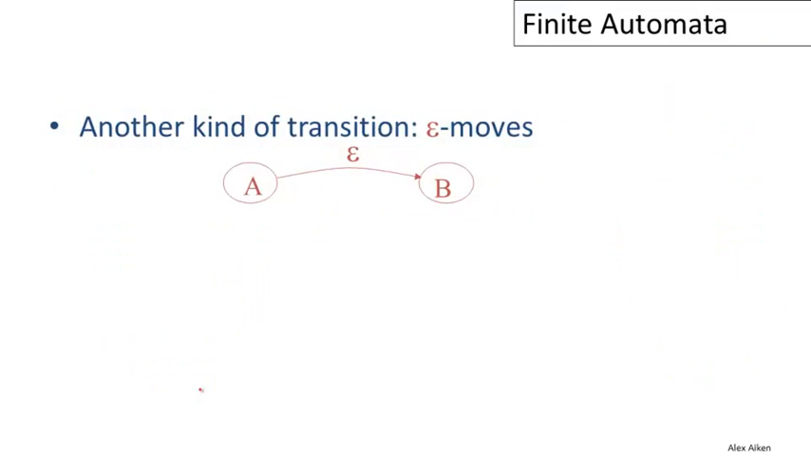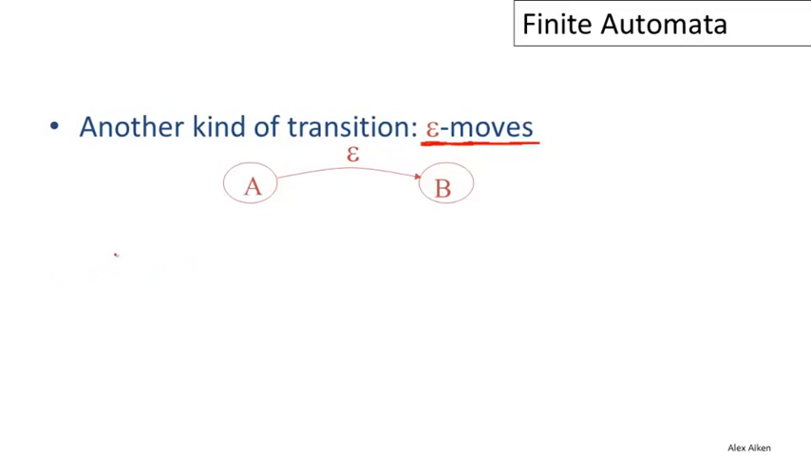Up to this point, a finite automaton consumes a character of input every time it makes a move. So if it can make any move at all, the input pointer advances. Now we're going to talk about a new kind of move, the epsilon move. And the idea behind epsilon moves is that the machine can make a state transition without consuming input.